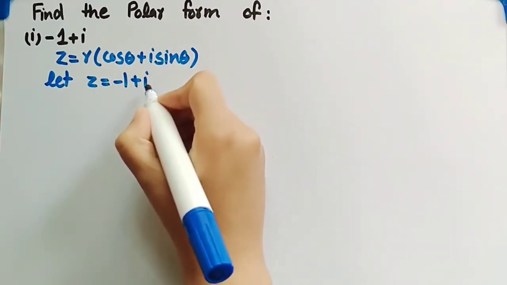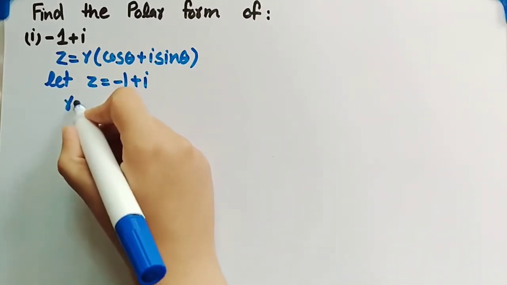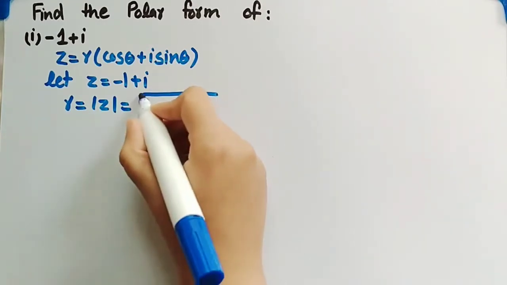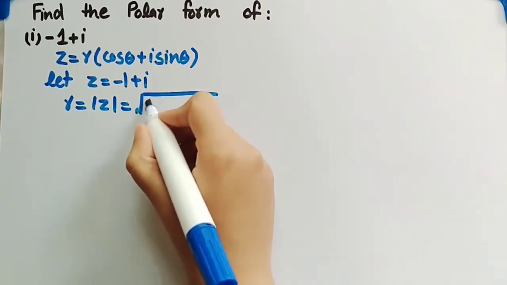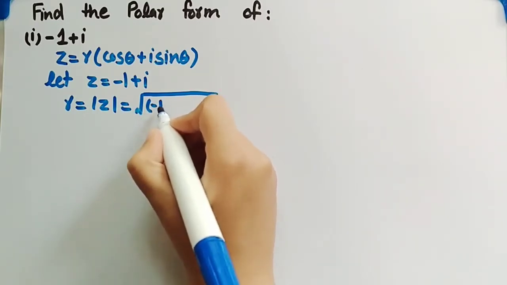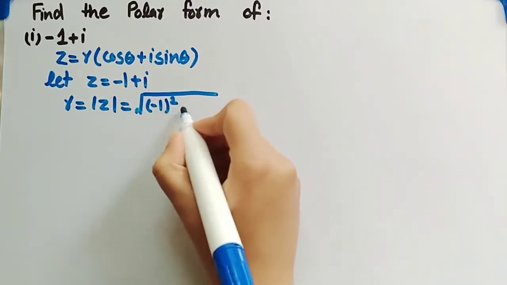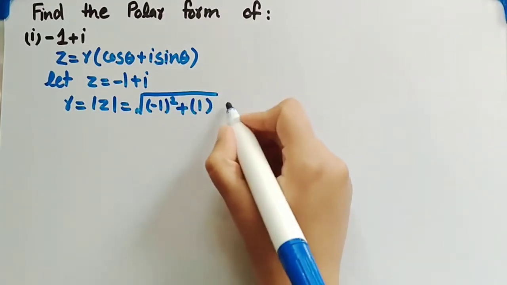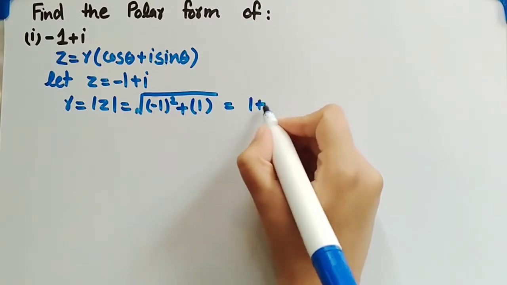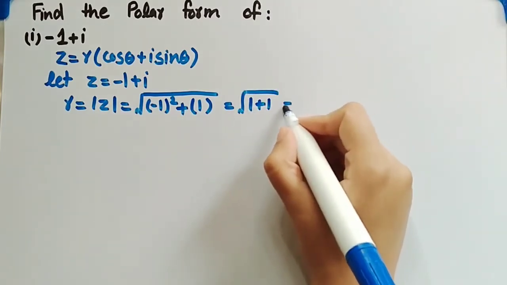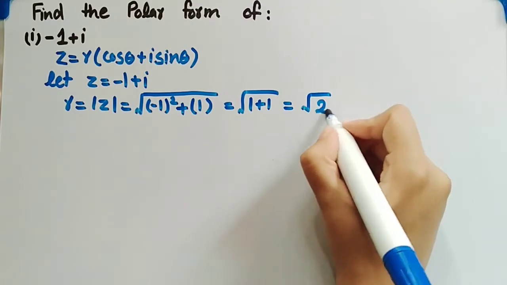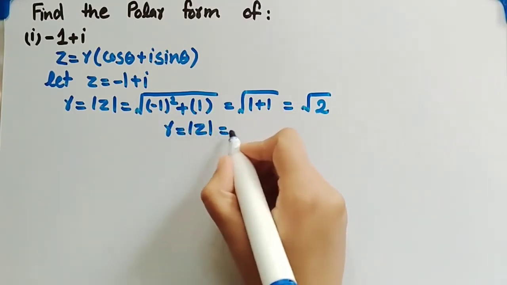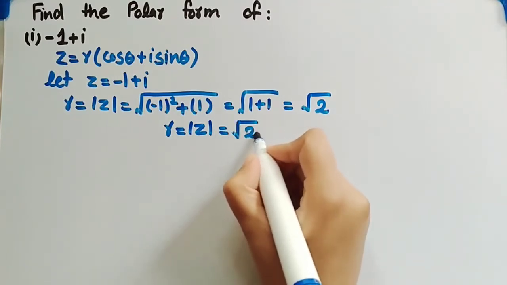Firstly, we will find its modulus. Let r be the modulus of z, which is equal to the square root of the square of the real part of the complex number plus the square of the imaginary part of the complex number, which is 1. And it is equal to the square root of 1 plus 1, which is equal to square root 2. So r is equal to mod of z, which is equal to square root 2.